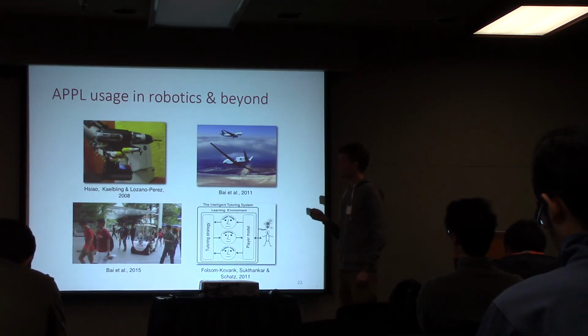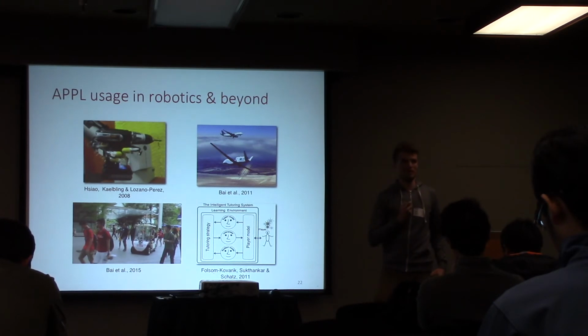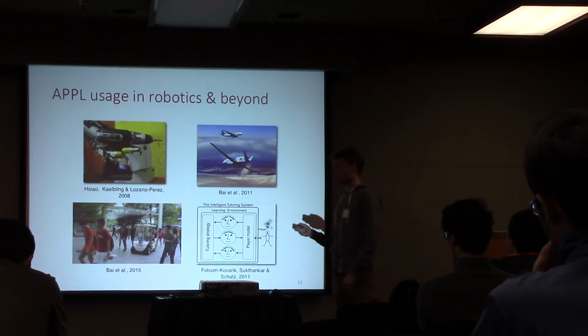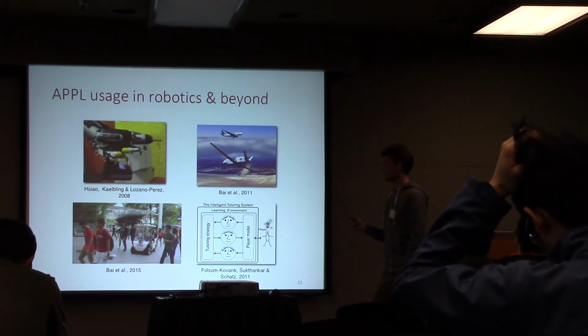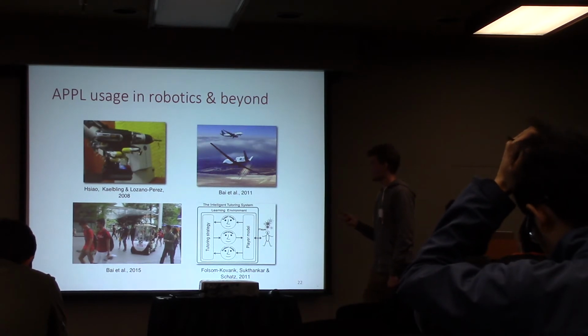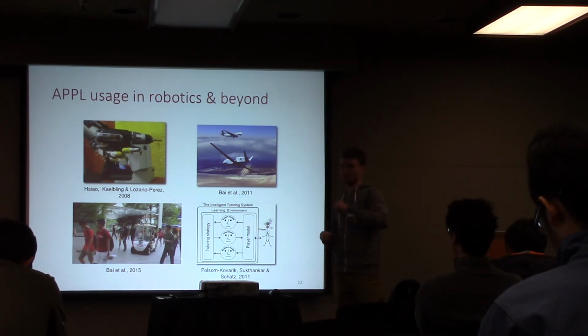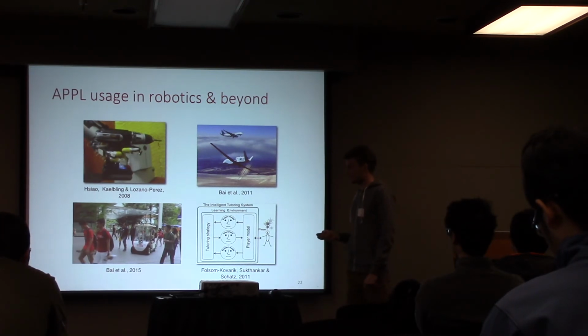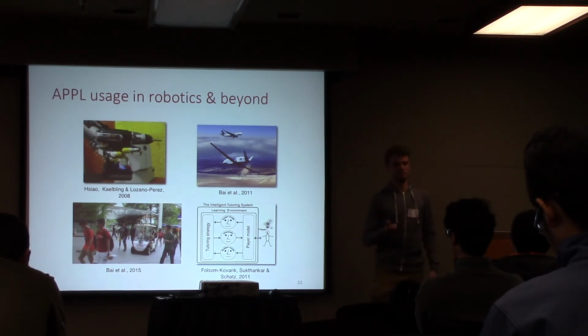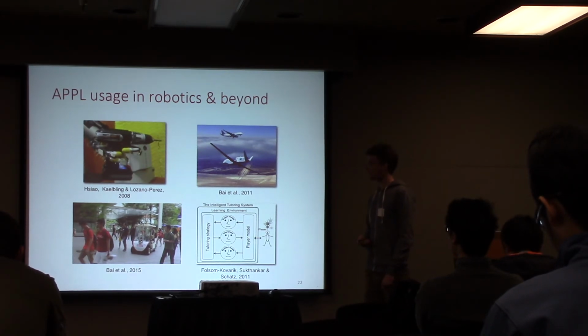These are some applications of APPL by us and by other people. It was used for some robot grasping tasks. It was also used for autonomous aircraft collision avoidance. That was actually a collaboration with Michael. This one is autonomous driving in the crowd, and this is an intelligent operating system. These are some examples of what people have done with APPL.